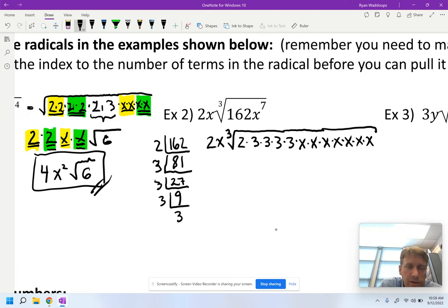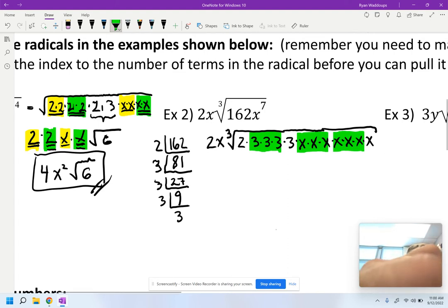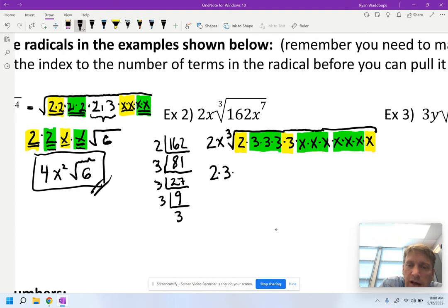And this time, rather than looking for pairs, I'm going to be looking for 3's. So I have one group of 3's, one group of x's, another group of x's, and those are going to come out as single units. And so everything else is going to get multiplied and stay under the radical. So 2, 3, and then that other x is going to stay under the radical because we don't have a group of 3 with them. So we have 2 times 3 times x times x times x times the cube root of 2 times 3 times x.